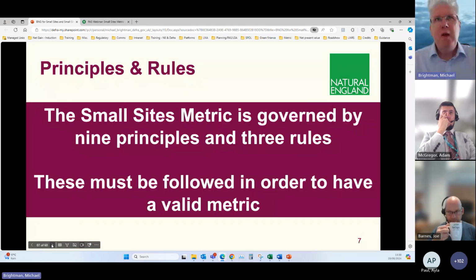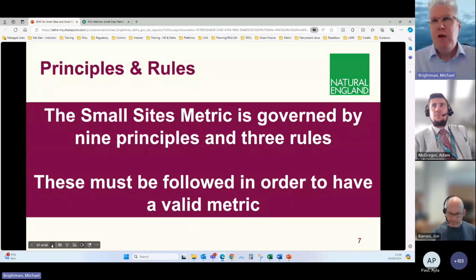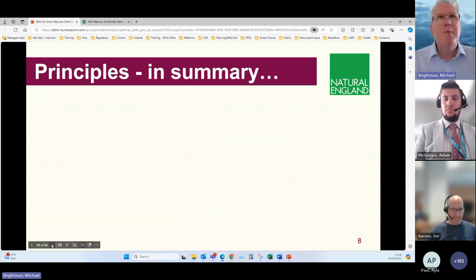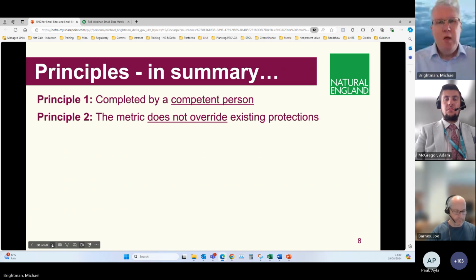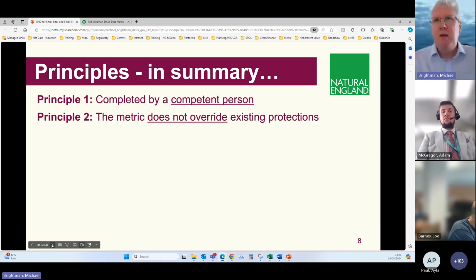So let's have a reminder of the principles and rules that underpin the small sites metric. First of all, there are 9 principles and 3 rules, and these must be followed in order to have a valid metric. So in summary, principle 1, it needs to be completed by a competent person, and we talk about that in some detail during this presentation. A reminder that the metric doesn't override existing protections, so any consent, license, regulation, piece of paperwork that was required previously is still required, and biodiversity net gain and the metric sit alongside those, offering additional protection.